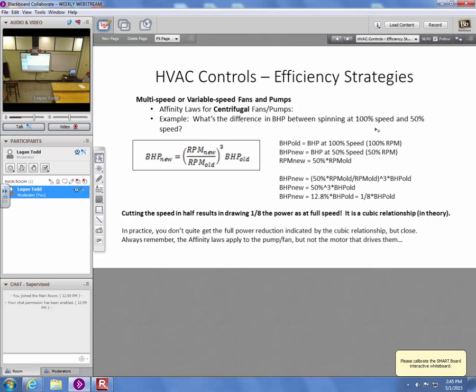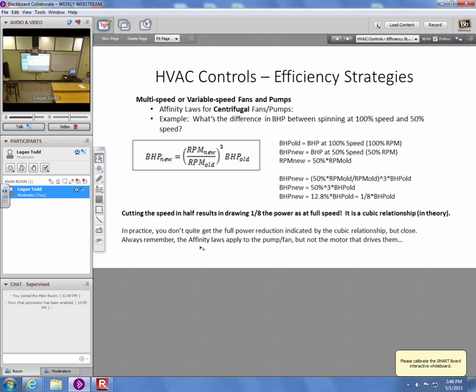So it's not linear. It's actually cubic, and I say here in theory, it's a cubic relationship. In practice, you don't quite get your full 7/8 reduction when you go to 50% speed, because there are some inefficiencies, some realities that come into play. But you get close. Your power's down, but the efficiency of your motor and pump, whatever is driving it, is not as efficient running as designed.